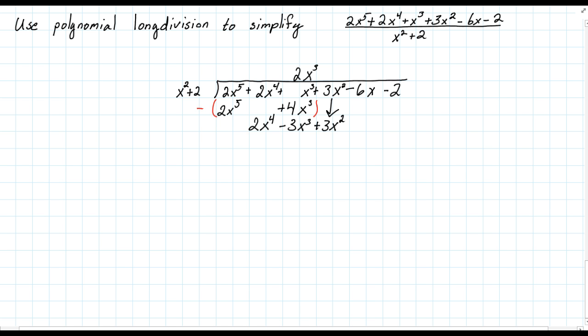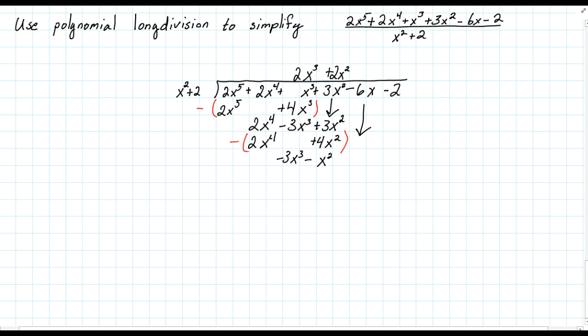Right? And now I'll do the same trick again. What do I need to multiply x squared by to get 2x to the 4th? Well, that is just 2x squared. And that'll end up giving me 2x to the 4th plus 4x squared. And now I'll subtract. Never going to forget to subtract. I end up with negative 3x cubed minus x squared.